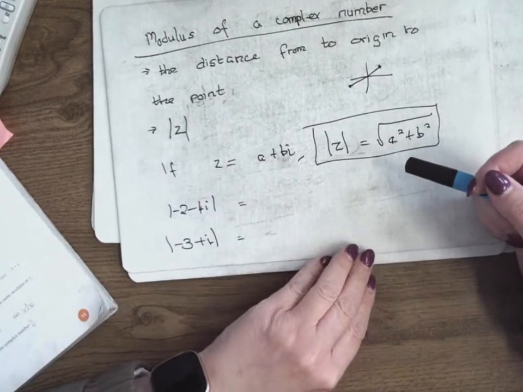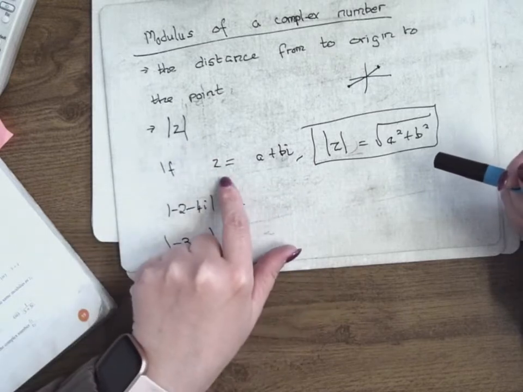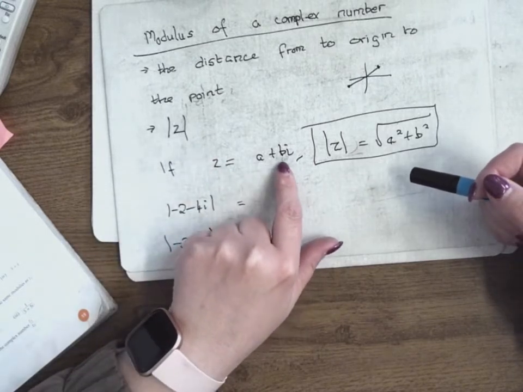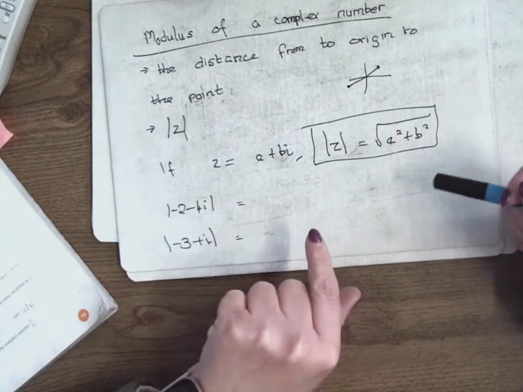Which bit, Eve? And I'll call it out. Just that it's Z equals A plus B. Z equals A plus BI, that bit? Oh, yeah. A plus BI. Right.